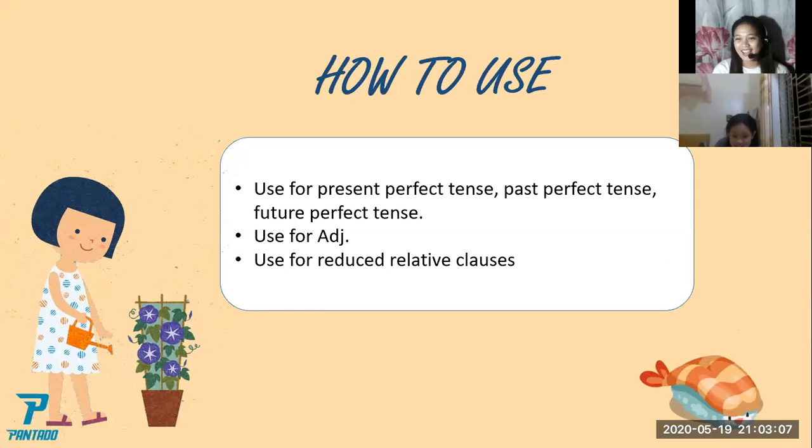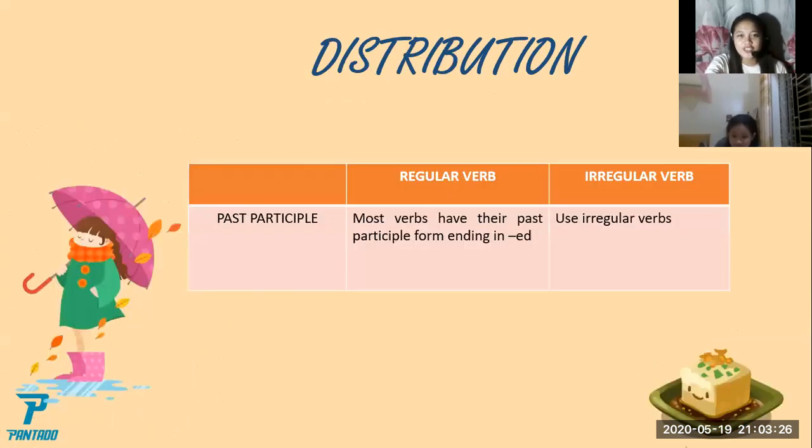Use for adjective. Use for reduced relative clauses. Okay, very good. So can you tell me about the distribution? Regular verb. Most verbs have their past participle form ending in ed. In regular verbs, use ed. Okay, that is very good.